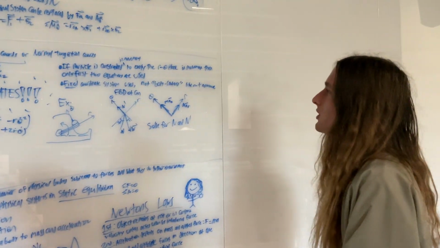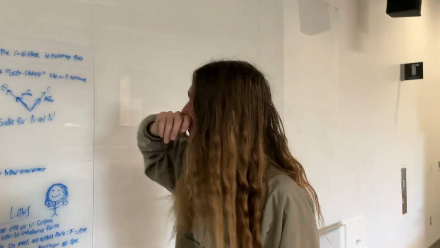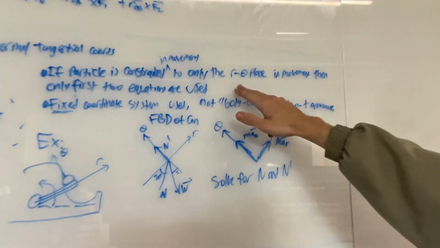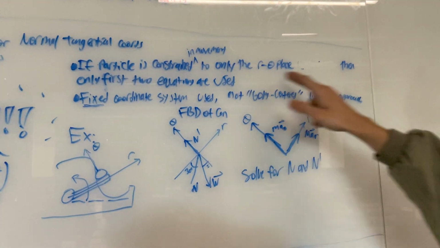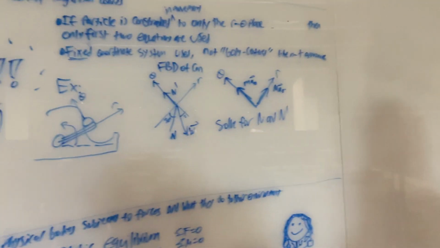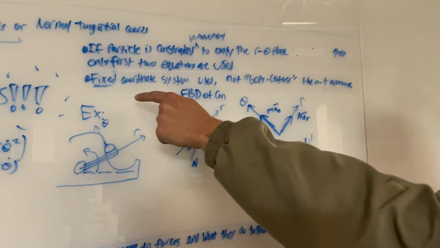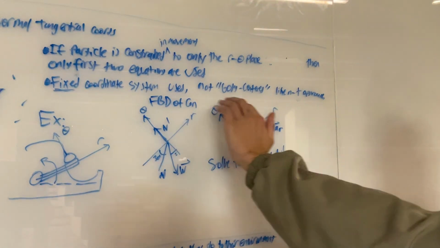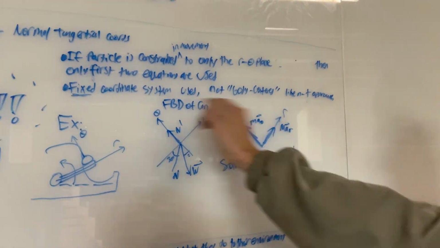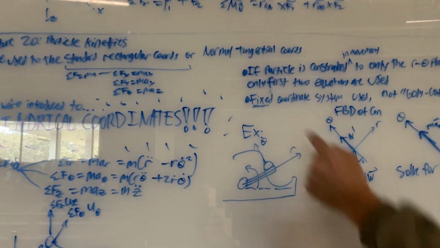So just some quick stuff to know. If a particle is considered in movement to only the r theta plane, then only the first 2 equations will be used. And then we should also know that we use the fixed coordinate system, not the body-centered one, like the normal tangential approach, for the cylindrical coordinates.